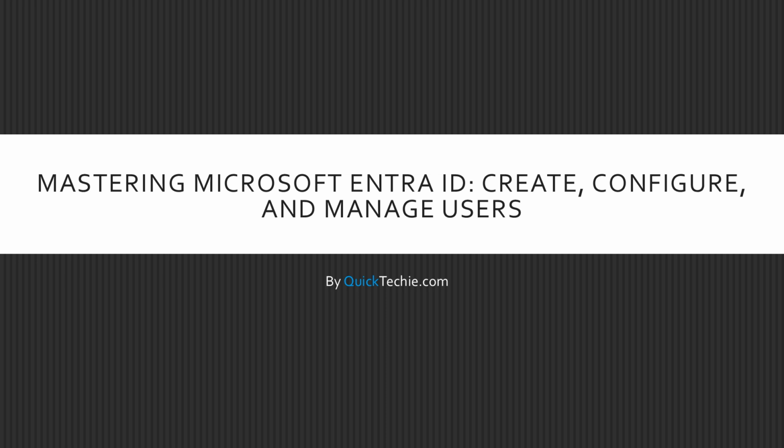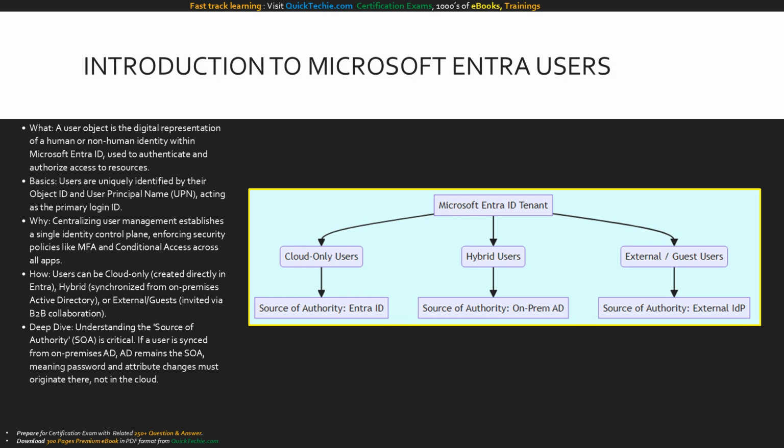Let's get started. Let's begin by defining what a user actually is in Microsoft Entra ID. A user object is a digital identity that helps directory systems determine who has access to what. At its basics, every user is identified by a unique object ID and a user principal name, or UPN, which is typically their email address used for logging in. Why do we centralize this? Because identity is the new security perimeter. By bringing all users into Entra ID, we establish a single control plane to enforce zero-trust policies.